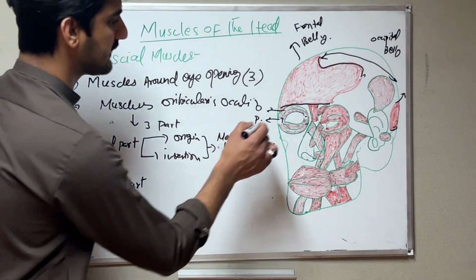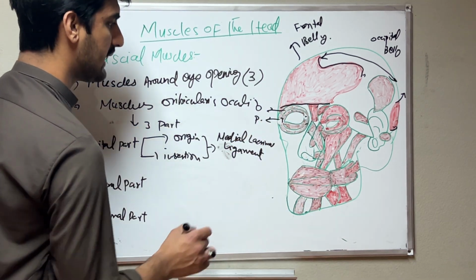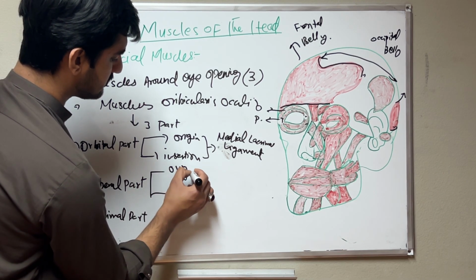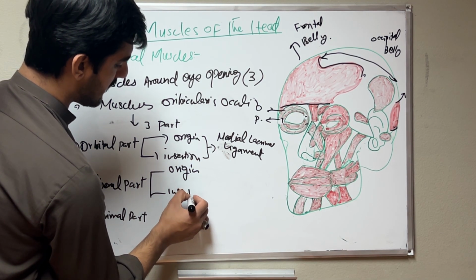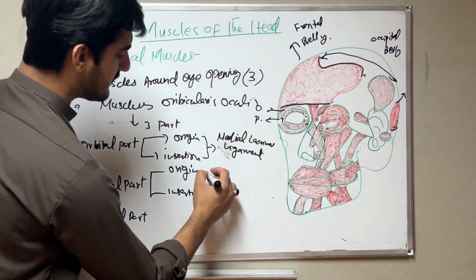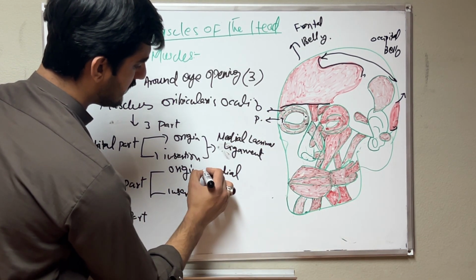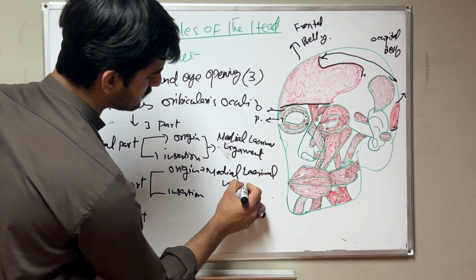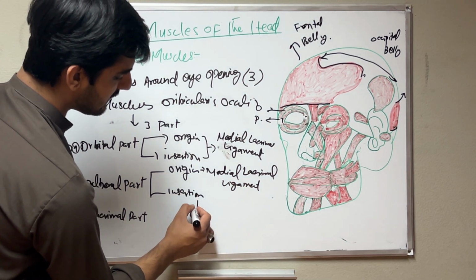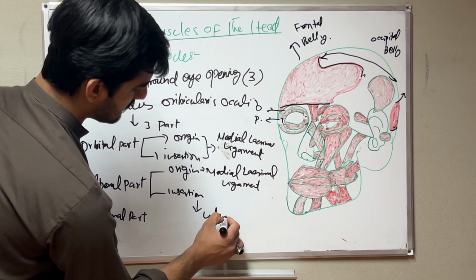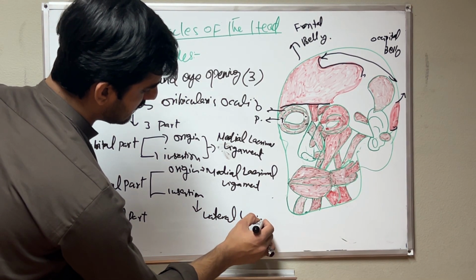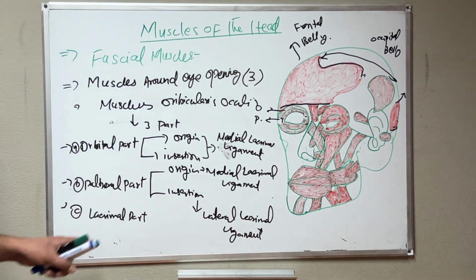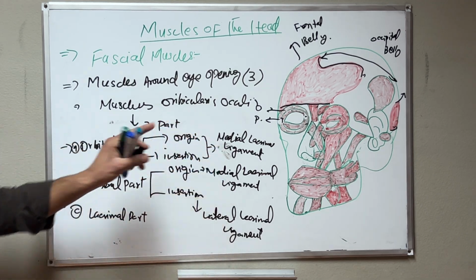Then we have the palpebral part, the one I mentioned for opening and closing the eye. Its origin is from the medial lacrimal ligament, and its insertion is the lateral lacrimal ligament. Okay, these are the origin and insertion of the palpebral part. The orbital part, as I said, has the same origin and insertion.